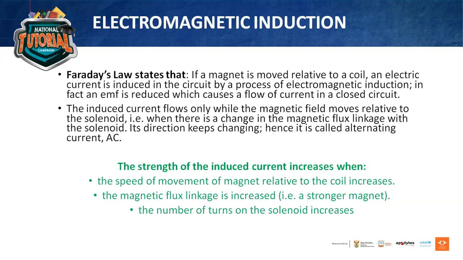So how do we determine the strength of an induced current? The strength of the induced current increases when, number one, the speed of movement of the magnet relative to the coil increases. You can also add a stronger magnet that has more magnetic field. Number two, the magnetic flux linkage is increased, for example, using a stronger magnet. And number three, the number of turns on the solenoid increases.